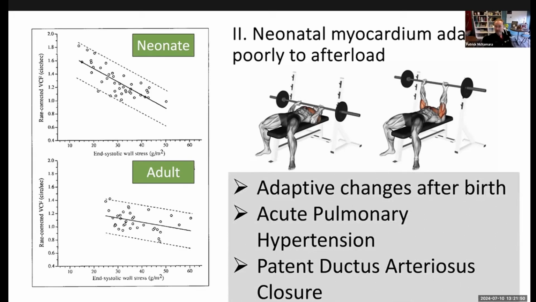When is this important? Well, when you're born, when you eliminate the placenta, when the duct closes, there's a change in afterload to both the RV and to the LV. Managing babies with both acute and chronic pulmonary hypertension places an afterload change on the RV. Closing the duct in the cath lab places an afterload increase on the LV.